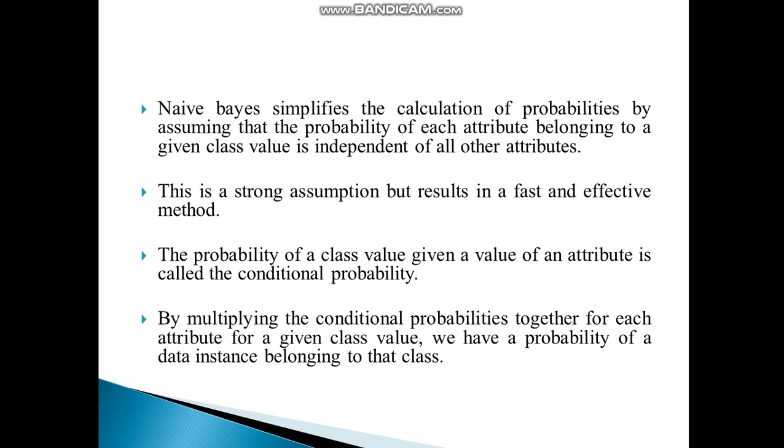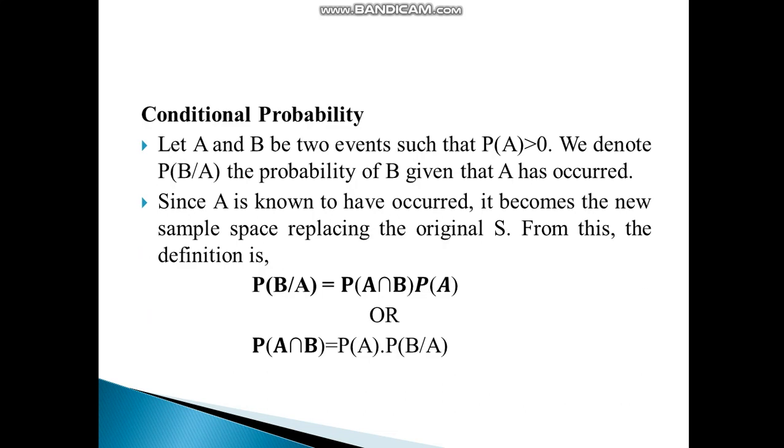Naive Bayes simplifies the calculation of probabilities by assuming that the probability of each attribute belonging to a given class value is independent of all other attributes. This is a strong assumption but results in a fast and effective method. The probability of a class value given a value of an attribute is called conditional probability. By multiplying the conditional probabilities together for each attribute for a given class value, we have the probability of a data instance belonging to that class.